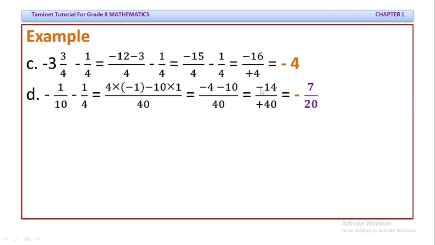But to decide the answer, first we have to decide the sign. Negative over positive is negative. Then this is the highest term, so we reduce to 7 over 20. But we decide first the sign. Negative over positive is negative. 14 over 40 is 7 over 20.